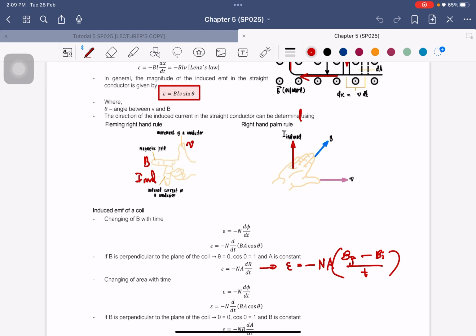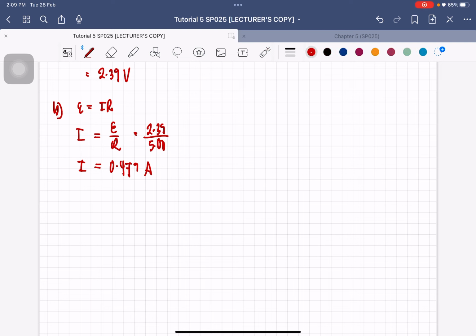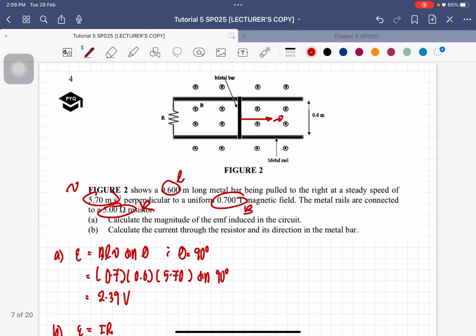Okay, so we're gonna use Fleming right hand rule, where our thumb is telling us the velocity, this is the magnetic field, and lastly the middle finger is telling us the direction of current lah. So if you are gonna do this, do it with your right hand and do the Fleming right hand rule, and it should tell us that the direction of current is downward in the metal bar, or you can just write downward, or I would write it as clockwise lah.